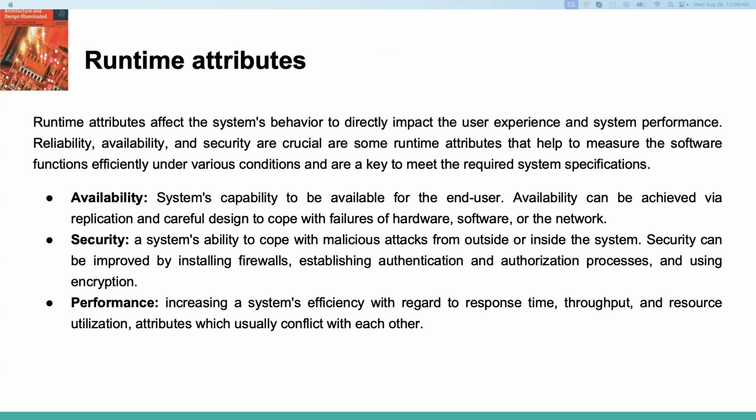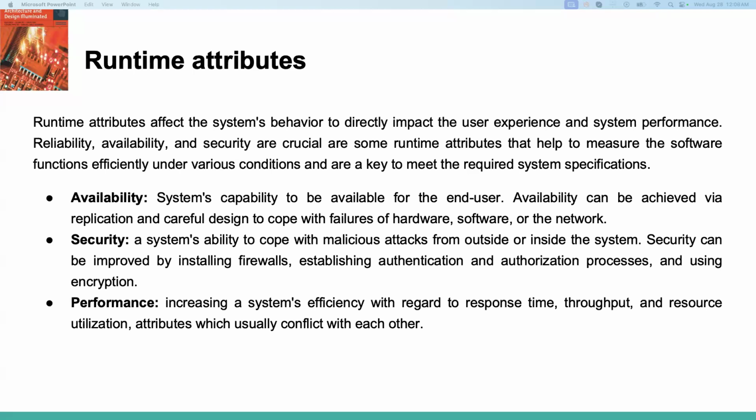Let's talk about runtime attributes. These are the game changers that directly influence user experience and system maintenance. Think of them as the heartbeat of your software, keeping everything running smoothly under various conditions. First, there's availability. This is all about making sure the system is up and running when users need it. It's like the light always being on in a store. Achieving high availability might involve replication or robust design strategies to handle hardware, software, and network failures.